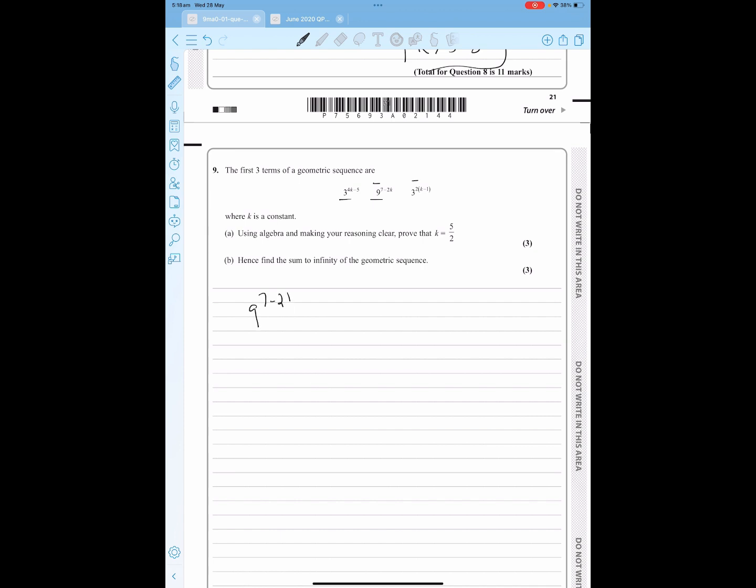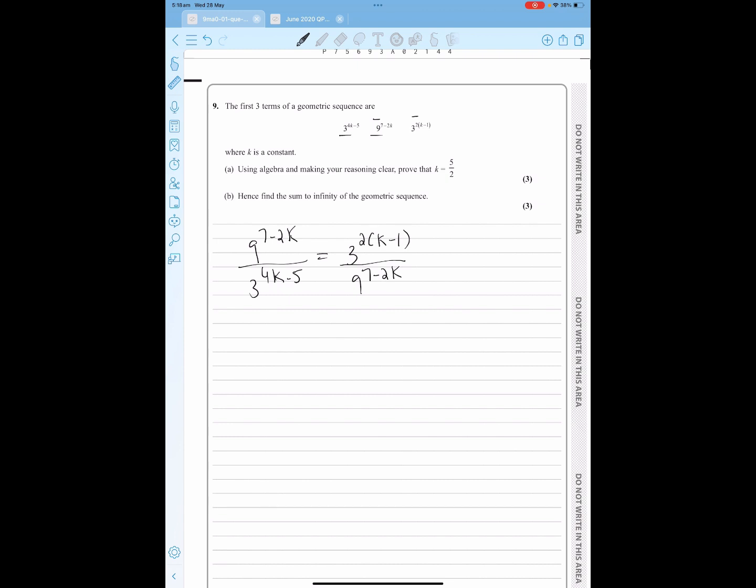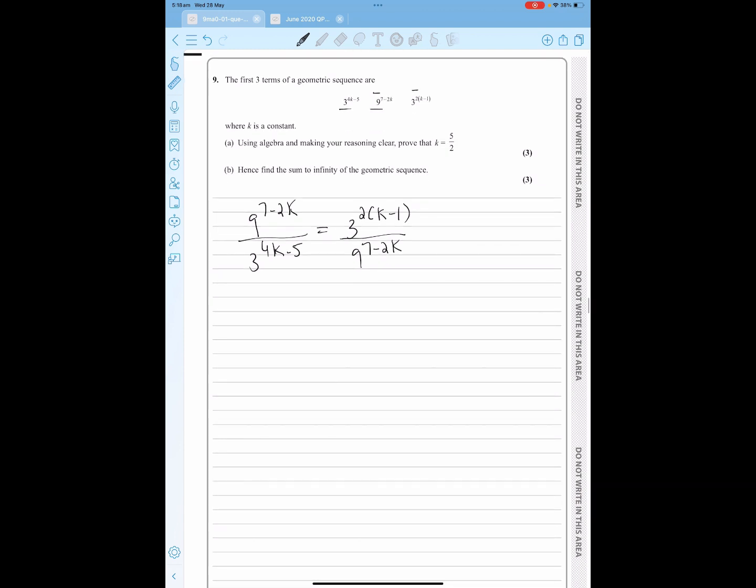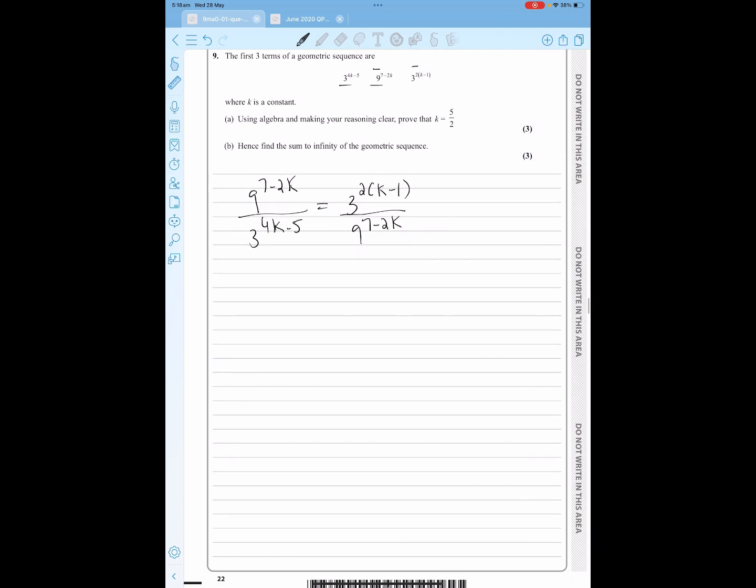So 9 to the power 7 minus 2k over 3 to the power 4k minus 5 would be equal to 3 to the power 2k minus 1 over 9 to the power 7 minus 2k. Now, before I cross multiply or anything like that, I'm going to convert everything to the same base, which would be 3. So that would just be 3 squared to the power 7 minus 2k over 3 to the power 4k minus 5.